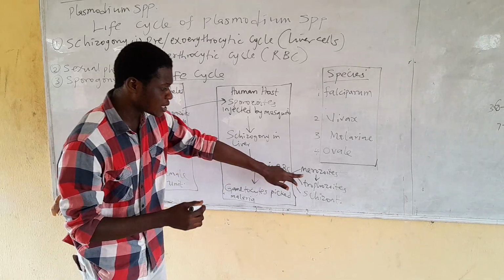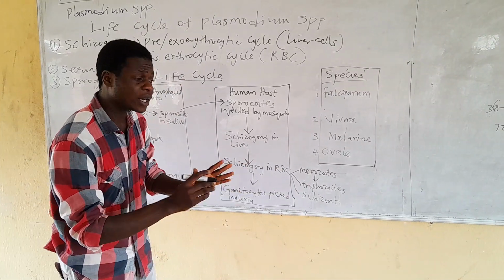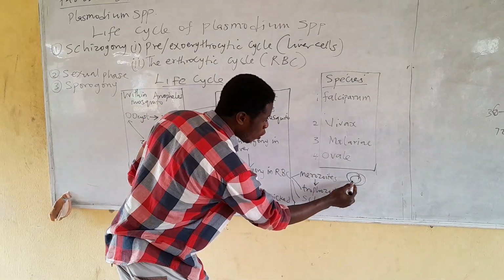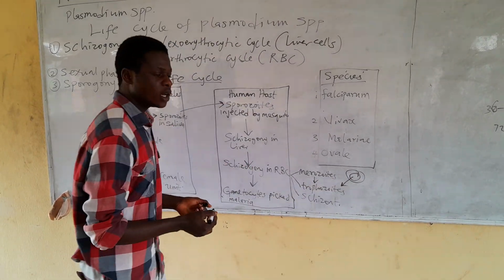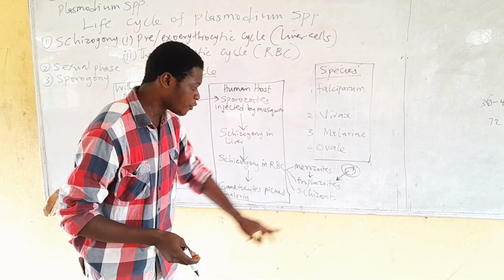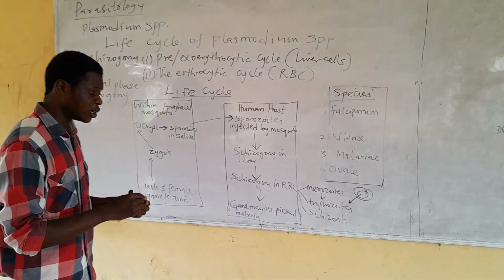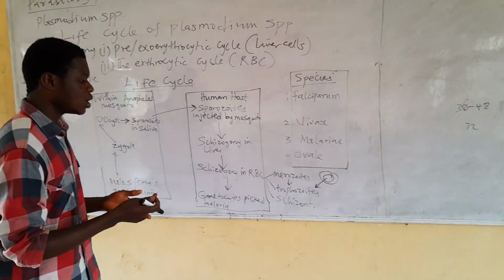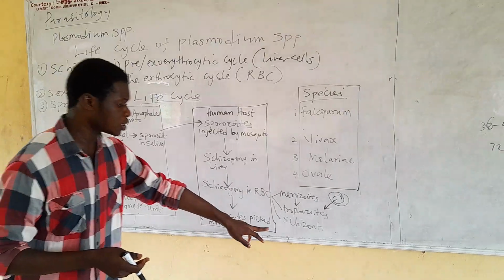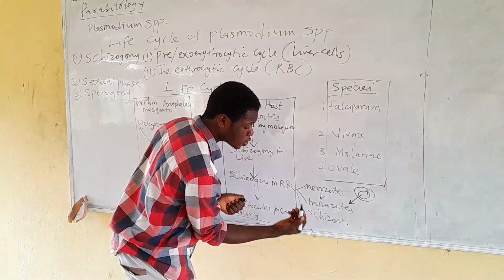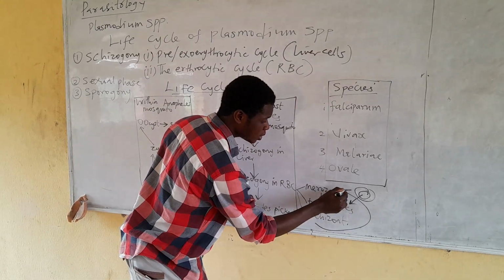Then in the red blood cells, the vacuole of the red blood cells, which covers these merozoites, leads it to form what we call the trophozoites. The trophozoites undergo several changes or stages, which leads to schizonts. Then these schizonts release what we call merozoites. From schizonts, it moves back to the merozoites.